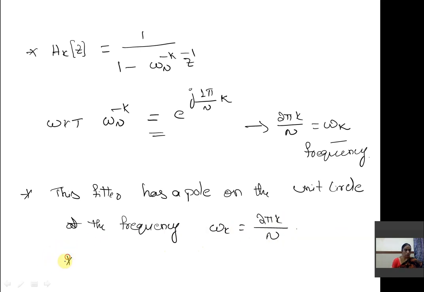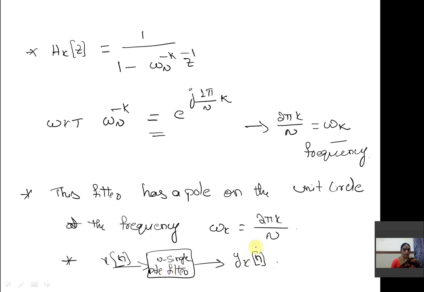That means the entire DFT can be computed by passing the block of input data into a parallel bank of N single pole filters. Am I correct? Single pole filters, at frequency also 2 pi k by N. So then we can get the output like this.